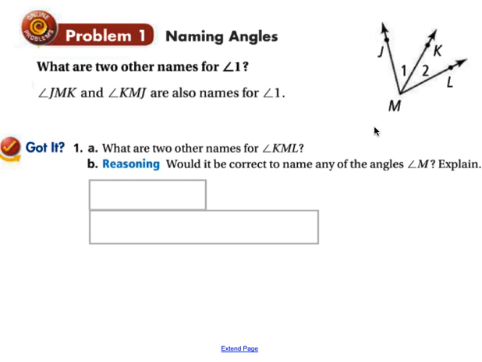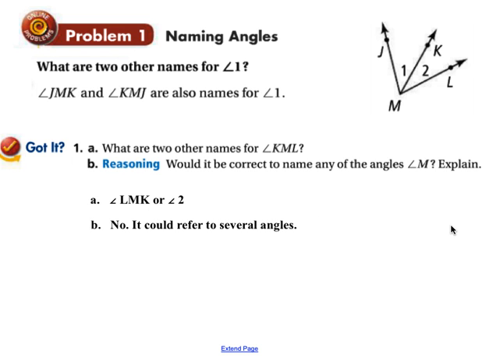What are 2 names for angle KML? Well, we could call it angle 2 or we could call it angle LMK. Would it be correct to name any of the angles angle M? Well, if we just said angle M, we're not sure whether we're talking about angle JML or angle 1 or angle 2. There's 3 different angles there. So this is an example of when you would definitely need to use the 3 letters to name your angle.